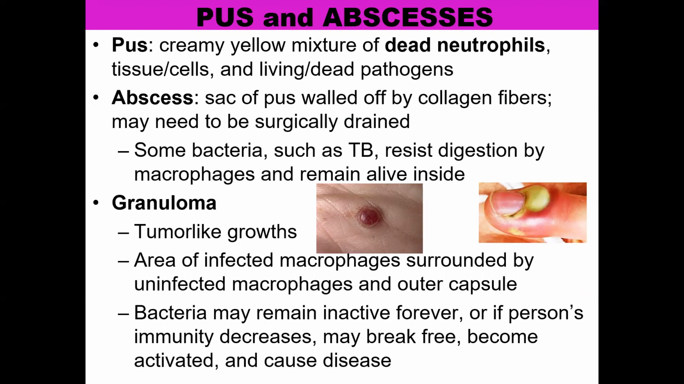Some bacteria, like TB, tuberculosis, can resist digestion by remaining alive inside the abscess, and they just hide out there for years. Granulomas are tumor-like growths. They are areas of infected macrophages surrounded by uninfected macrophages and a capsule. And again, bacteria can live in there for a long time, but if your immune system drops, they can break free and start causing disease.